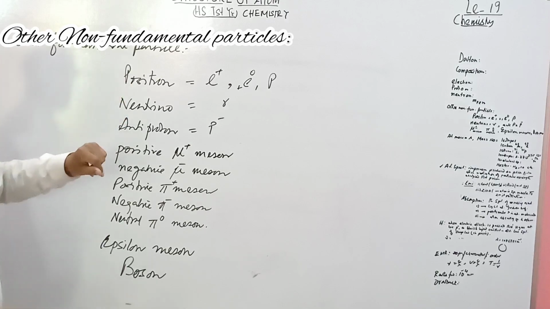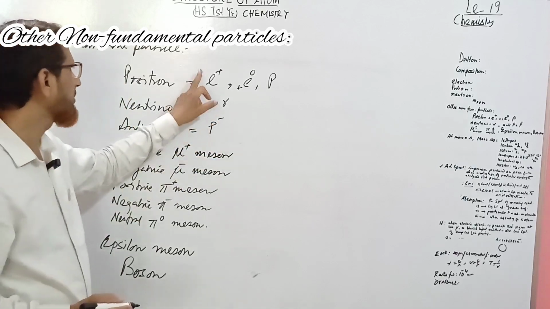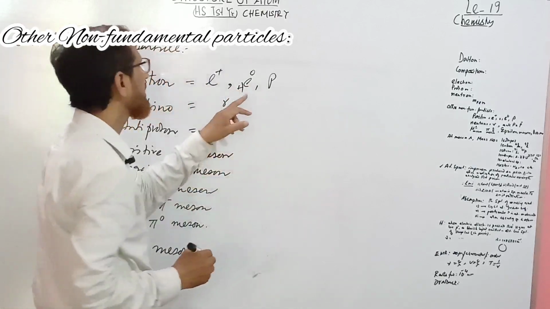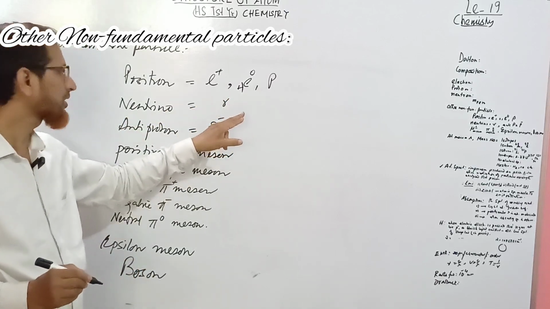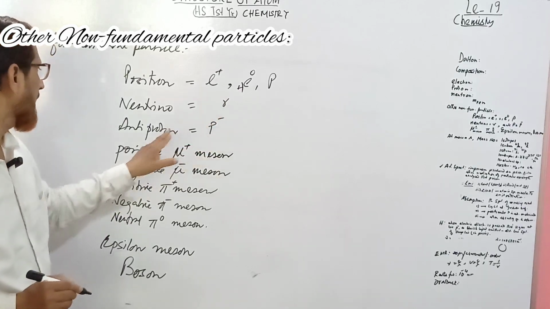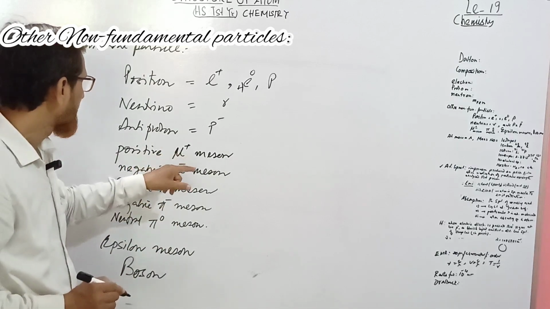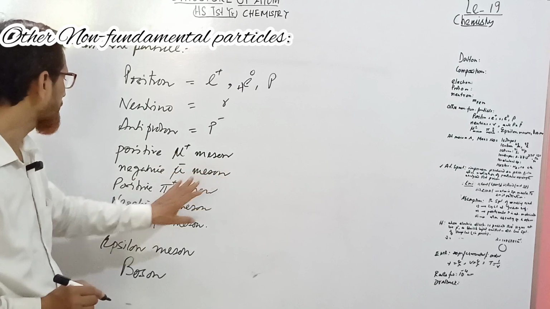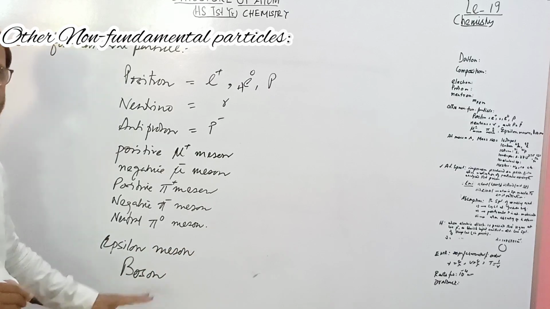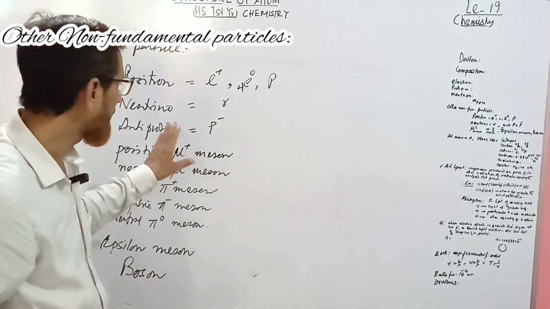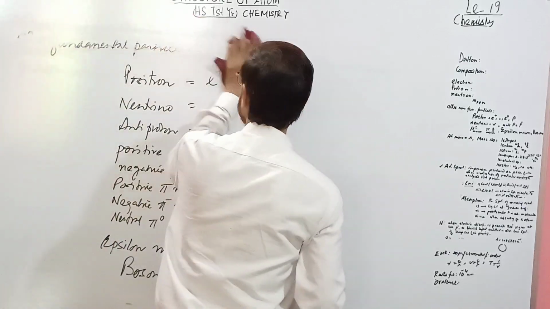The other fundamental particles are the positron, whose symbol is E plus or +1 E 0, or the neutrino. It is chargeless and massless. It is designated as gamma, and the antiproton is P with a negative sign. Then positive mu mesons and negative mu mesons, positive pi mesons, negative pi mesons, neutral pi mesons, epsilon mesons, and bosons. A lot of other such particles. Very often you will come across these terms. Just for your knowledge, I have given these fundamental particles.